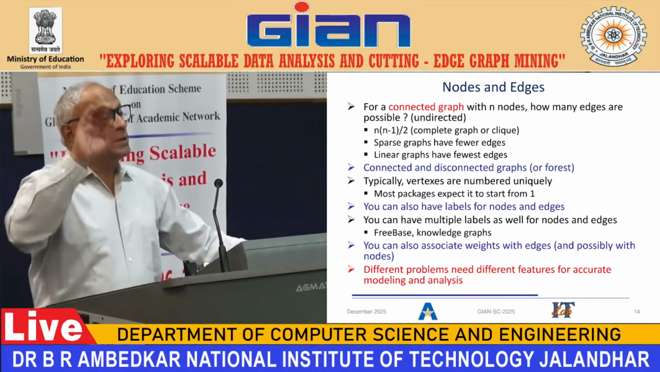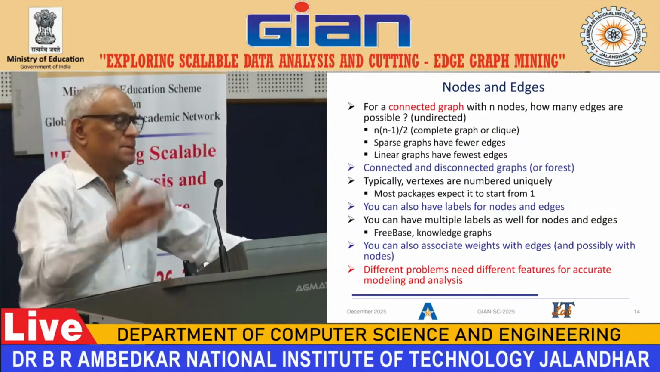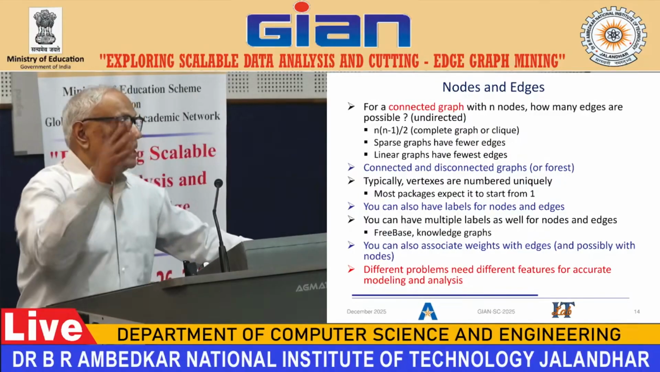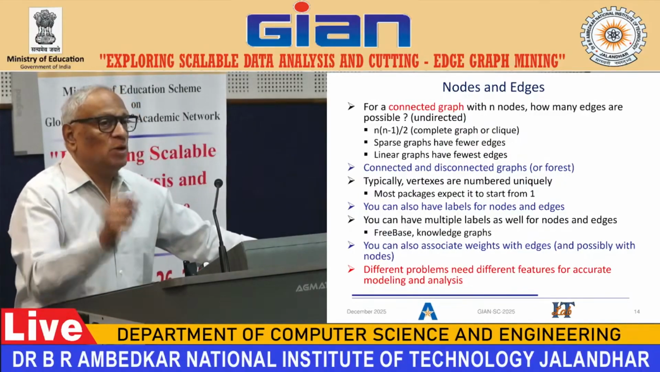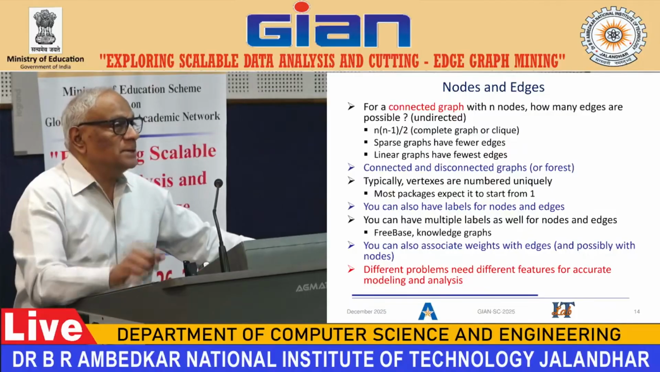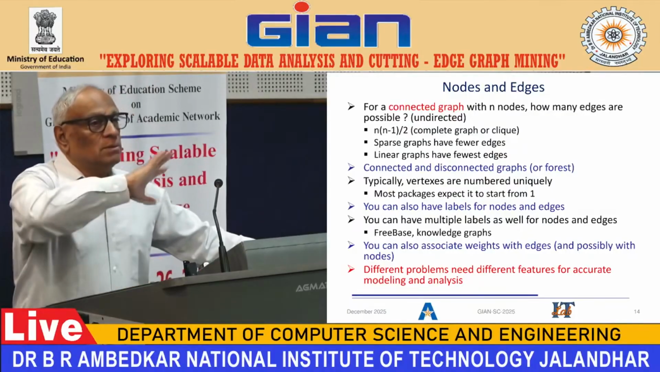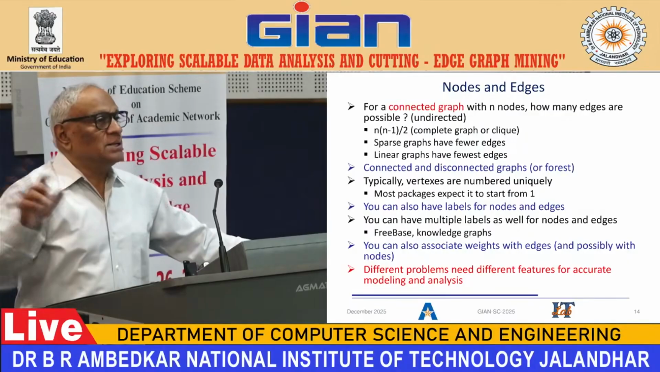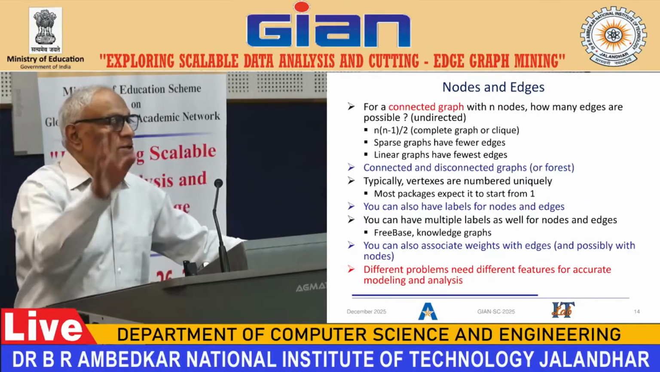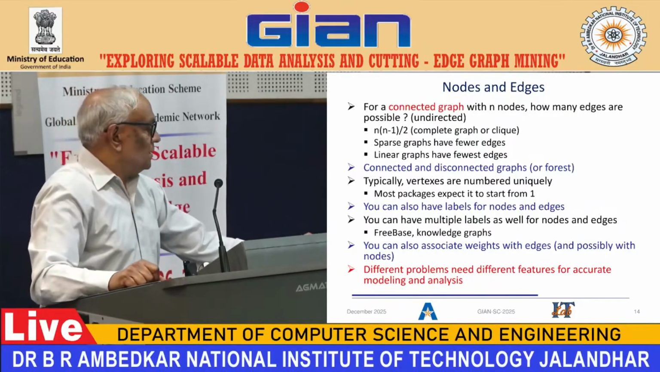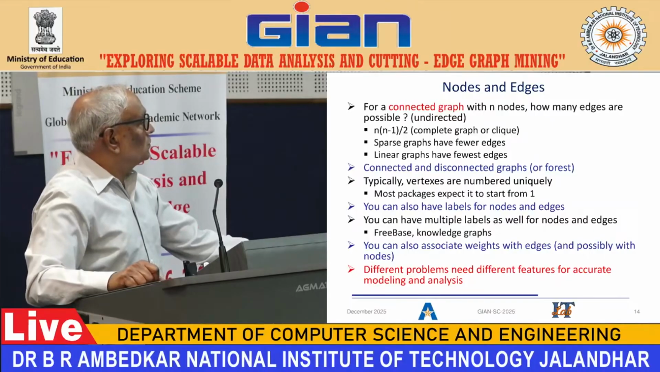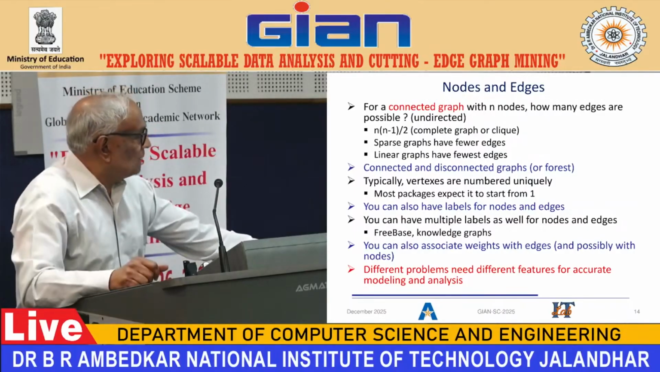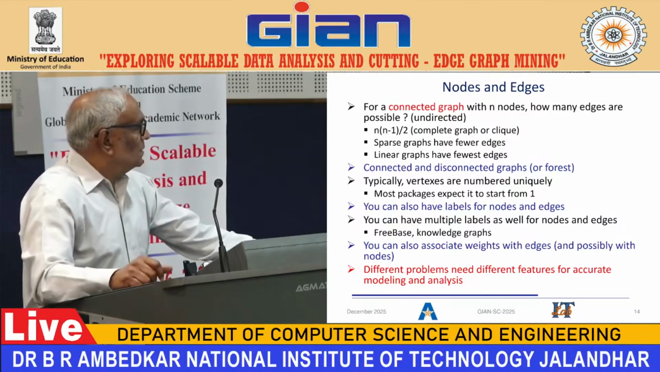Similarly, I can also have different labels for relationships, edges. It may be a friendship relation, it may be a connection relation, it may be a follows relation, it may be a greater than relation. So there are a large number of relationships that you can express, and a large number of node types that you can have. You can have multiple labels for nodes and edges. Freebase is a knowledge graph. If you are familiar with it, you can look it up.